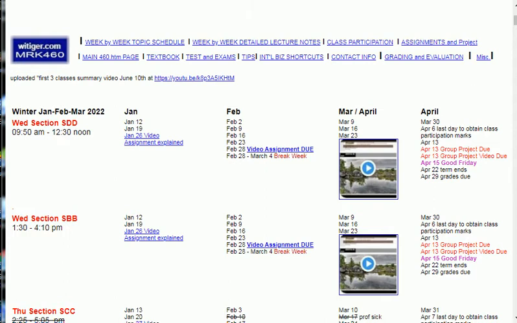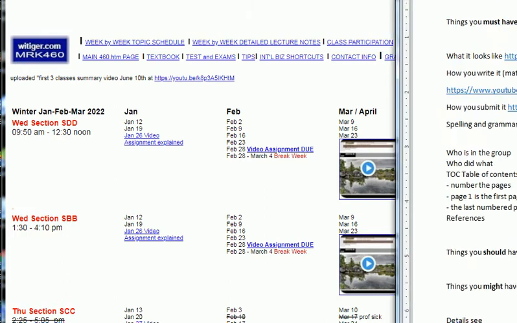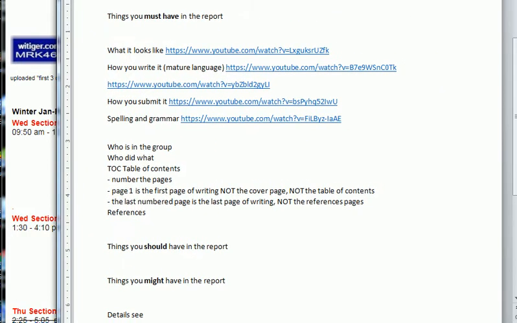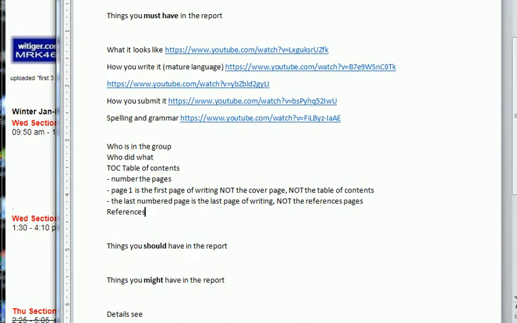So basically, in the middle of the night, I thought of this little list and I thought to myself, I should tell them things that they must have in the report, things that they should have in the report, and things that they might have in the report. So when they're looking down the list of all the topics that I teach them, they'll have a better idea of what things they should really make an effort to put in and write about, and other things that they can ignore or not spend so much time on.